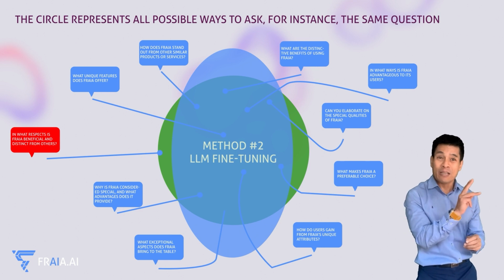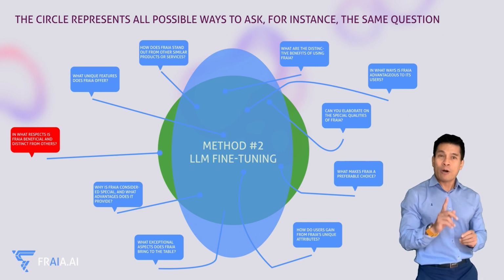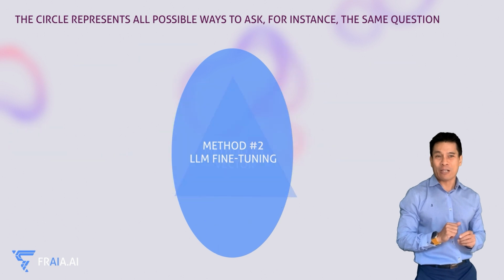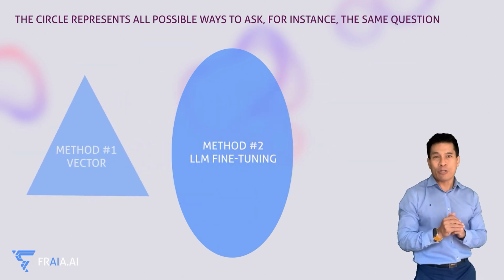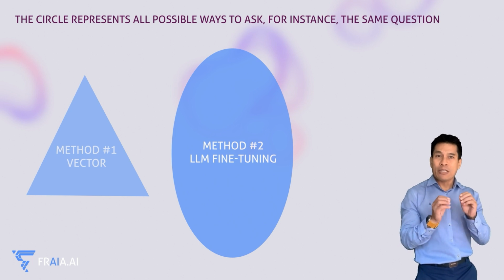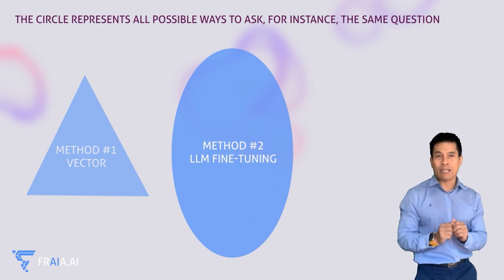The absence of a baseline makes it challenging to improve the chatbot. So, we have a triangle that doesn't fully cover the circle, and an oval that covers but also exceeds the circle. This is the dilemma we face with current chatbot technologies.